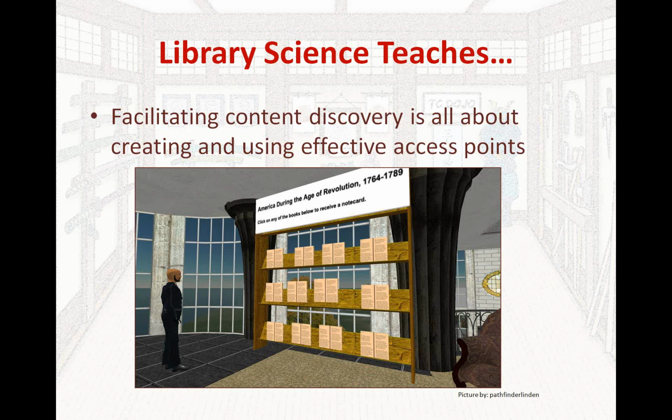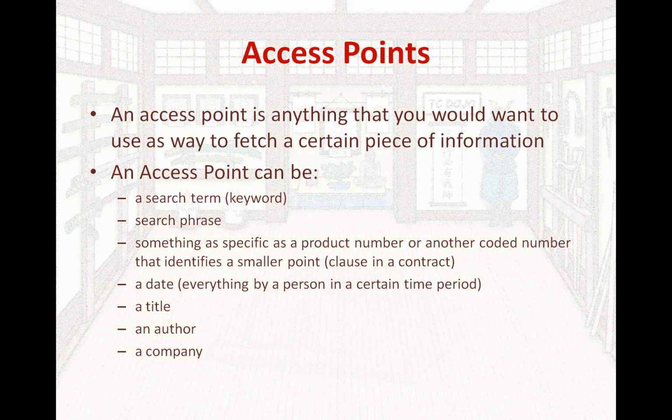Okay, so library science tells us that making content discovery happen is all about creating and using effective access points. Access points are anything that you would want to use as a way to fetch information, right?